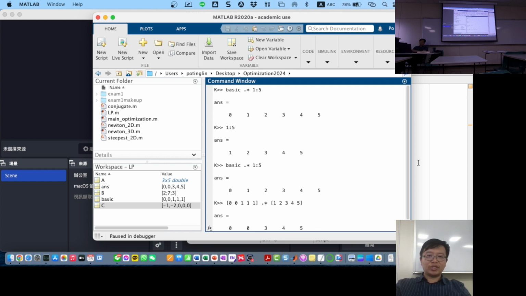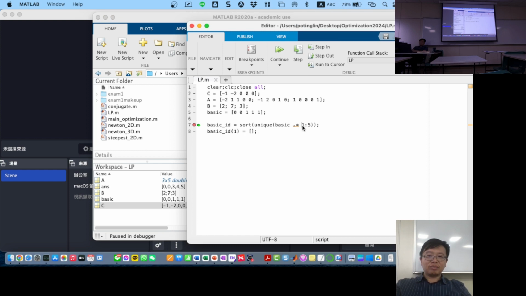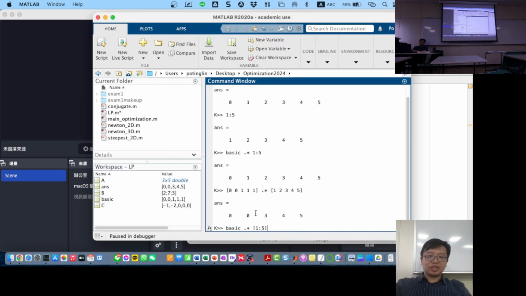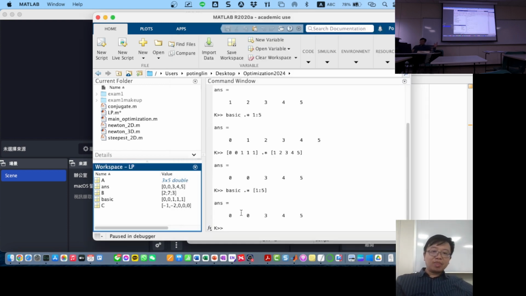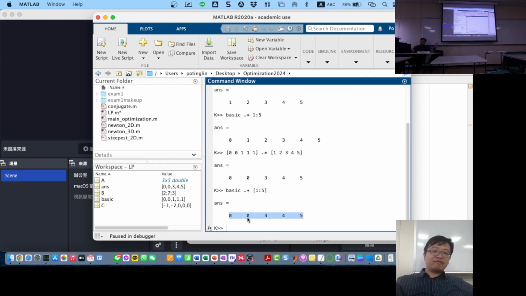Base. Maybe I do this. Okay, so I need a bracket. So after you do that, unique means that in a vector, if you have duplicated content, only the unique one will be selected.